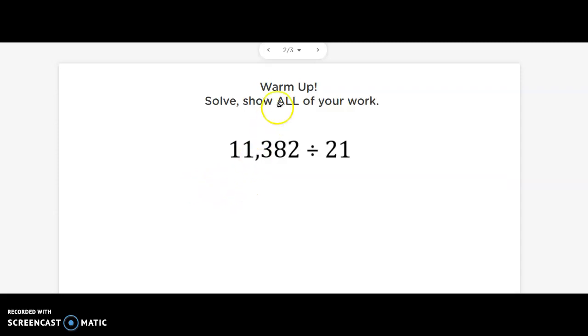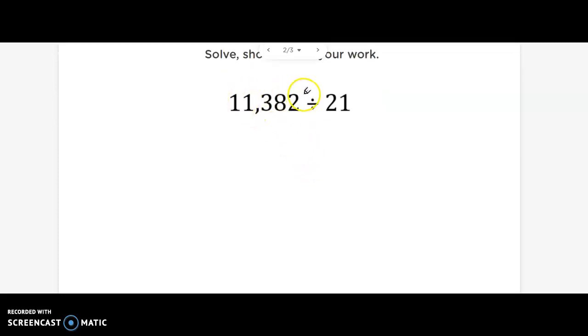All right, boys and girls, let's take a look at your second warm-up problem for today. It says to solve, show all of your work, and you have this long division problem. So the first step that you need to take is to set this division problem up with your division house. And on the inside of the division problem, you're going to put your dividend, 8,242. And on the outside of the division house, you're going to put your divisor.